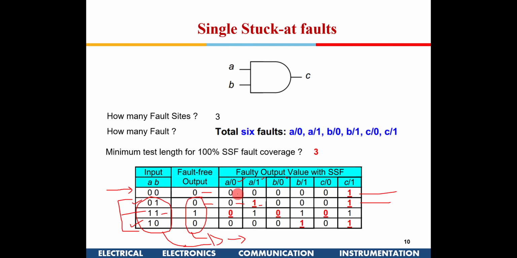Excuse me, sir. Yeah, tell me. Sir, on the previous slides, I have a question. For the third scenario, that is 1 1, we have 3 different faults that can be found, right? Yes. Once we test 1 1, how do we know where the exact fault is? How do we localize the fault? No, we need not localize that.